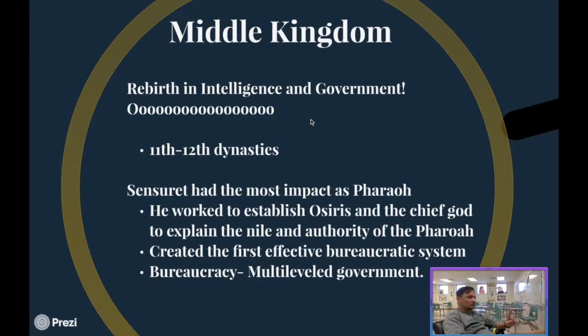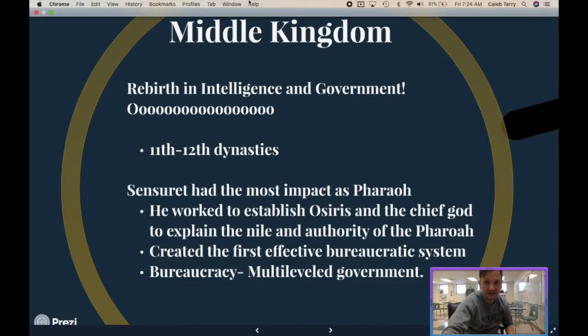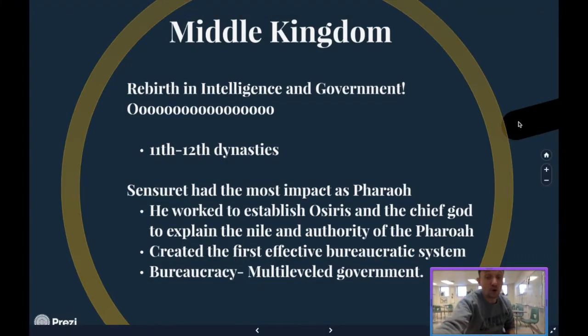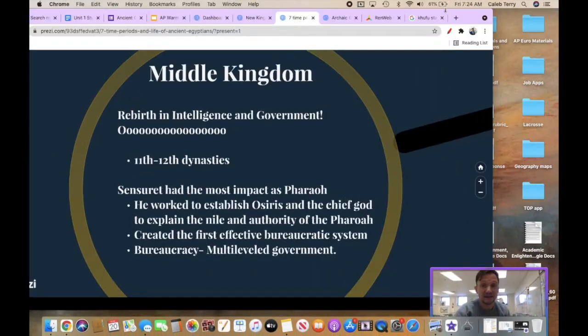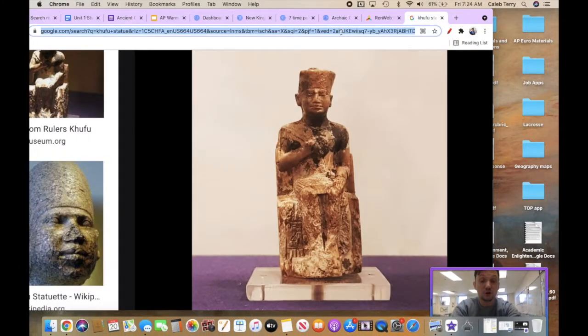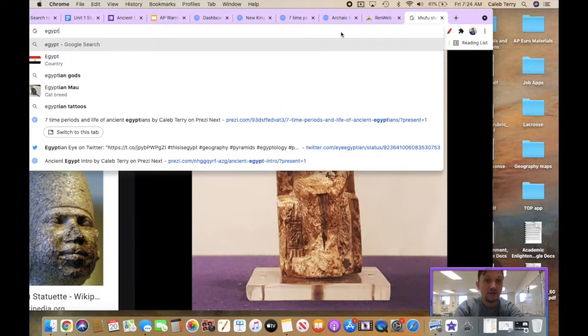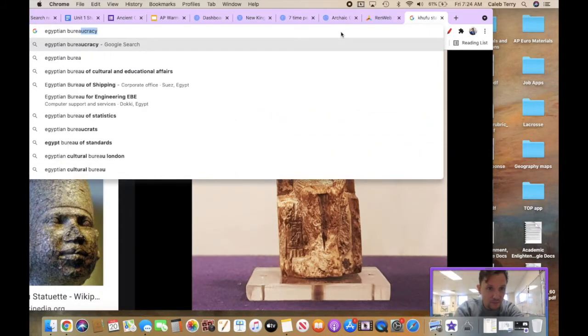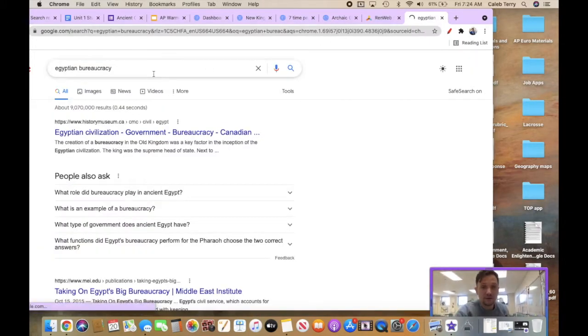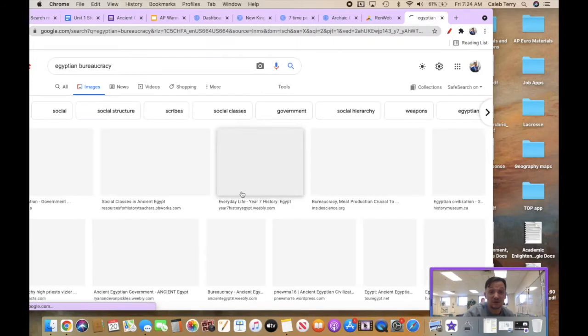But also, a big thing about Senusret is he managed to make the government way more efficient. Now, this is genius, okay? What Senusret does is he creates an efficient bureaucratic system, right? So this is what I mean by the Egyptian bureaucratic system created by Senusret.